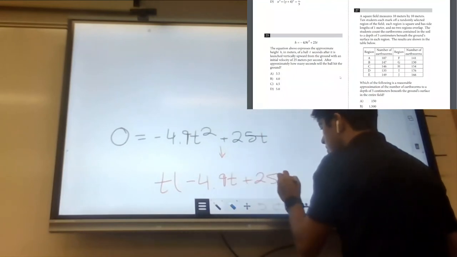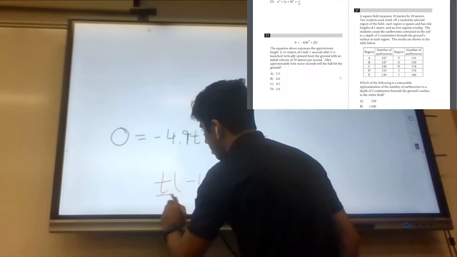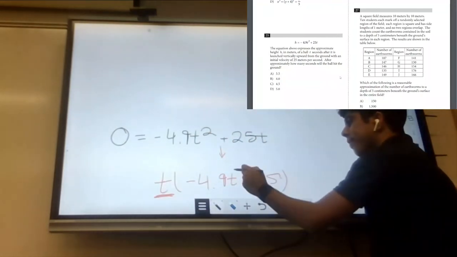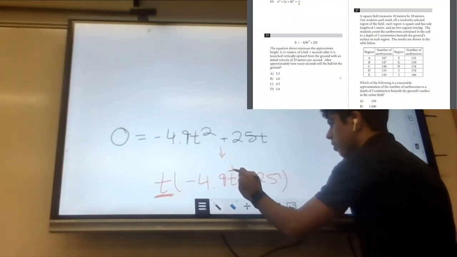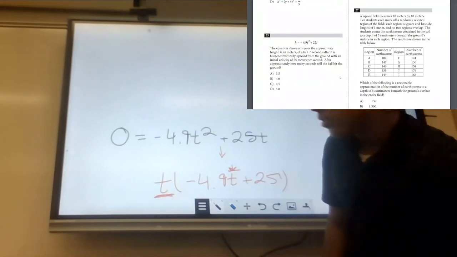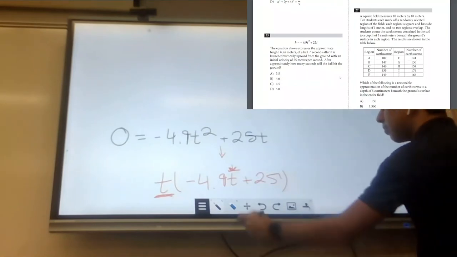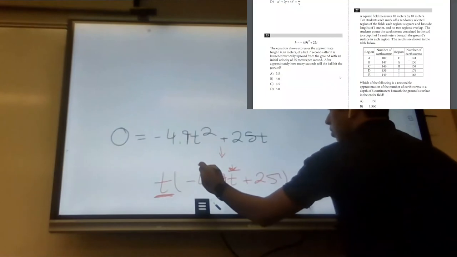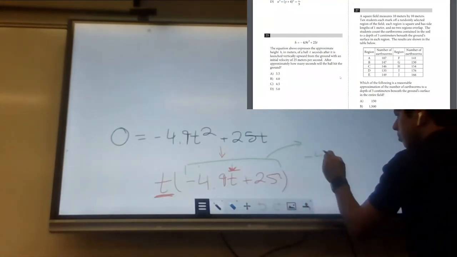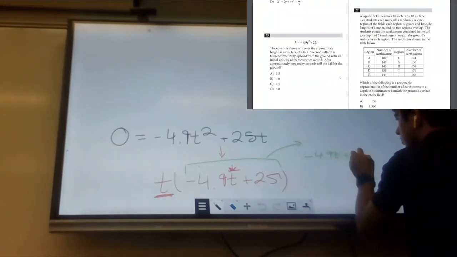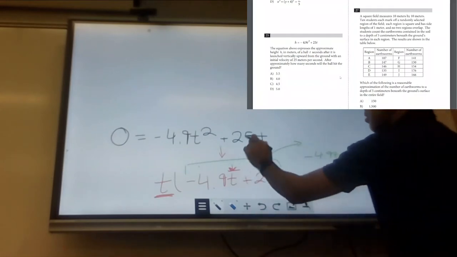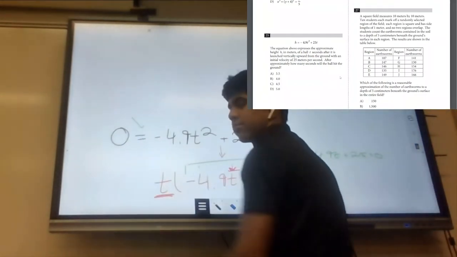Obviously, if t is 0 at the beginning, it's on the ground, like before you shoot. And then you want to find this t right here, because that'll tell you when it hits the ground again. So when this part is 0, negative 4.9t plus 25 equals 0, then this is all going to check out.